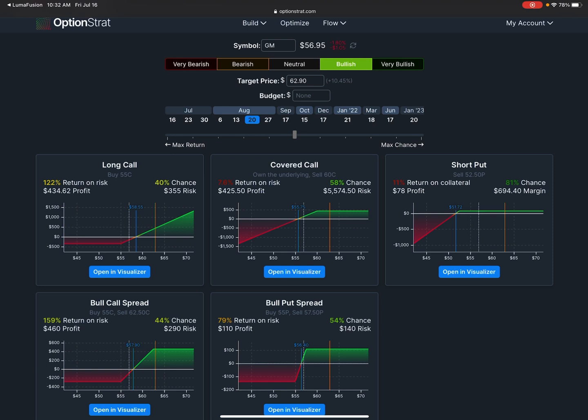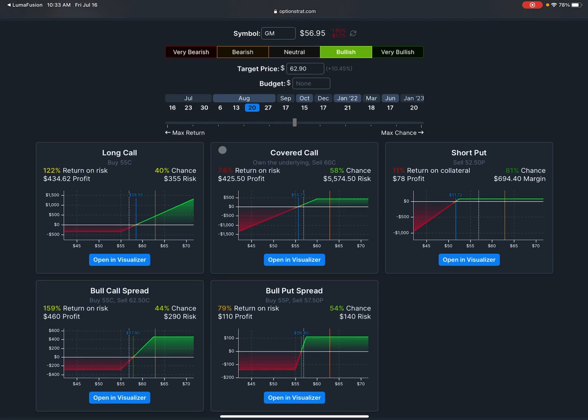Okay, so once you plug in your symbol, and if you're bearish, neutral, or bullish, and you plug in your expiration date, it'll give you some options. It'll even tell you the chance of the risk factor, the chance of you profiting, and the percentage return on risk.